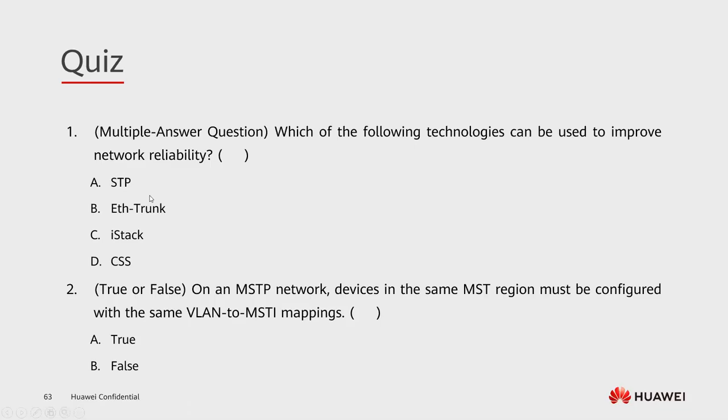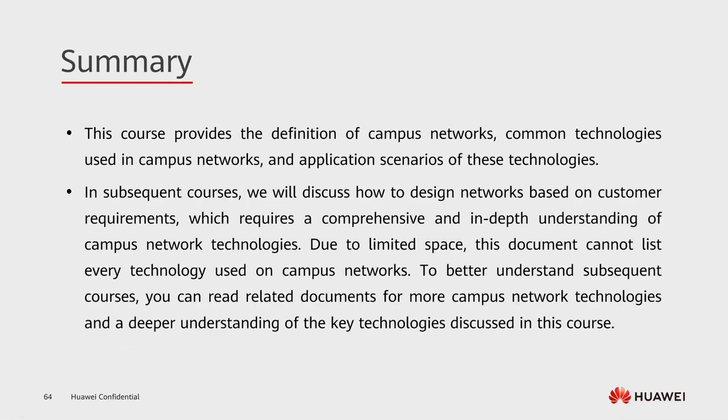Okay, then we have a quiz. We just skip this part and go to the summary of this course. This course provides the definition of campus network. We see the classification of the campus network and also the common technologies we use in campus network, and also the application scenarios of those technologies. And in subsequent courses, we will discuss some key technologies of a campus network.